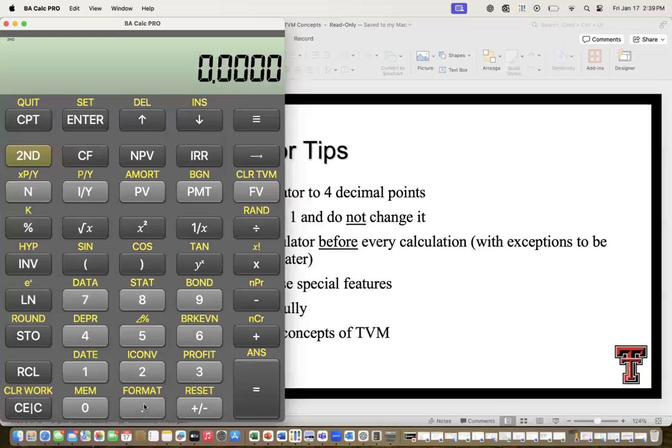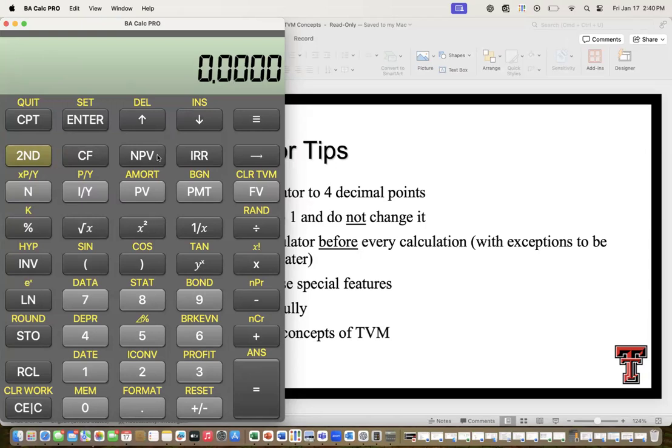So format is the decimal key at the bottom. And this says DEC equals, right? Decimal places equal 4, okay? If yours is something other than 4, then all you need to do is hit the number 4 and then enter. Okay, once you do that, you can hit clear twice, and you'll notice that there are 4 decimal places on the calculator. All right.